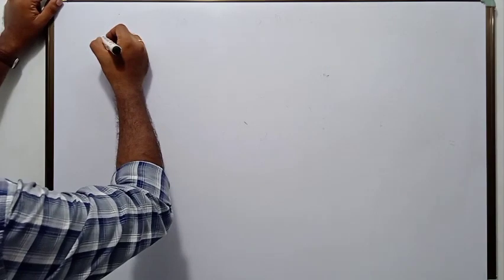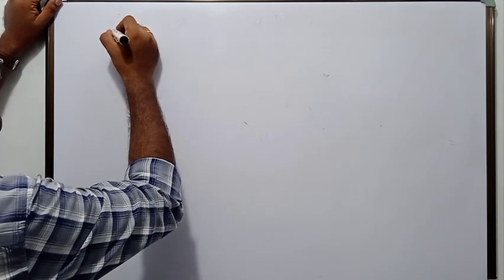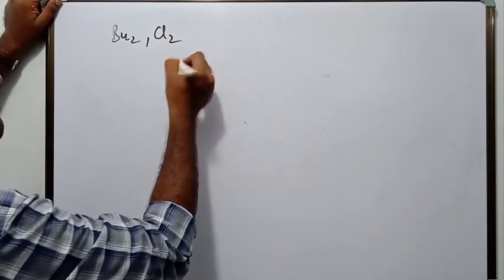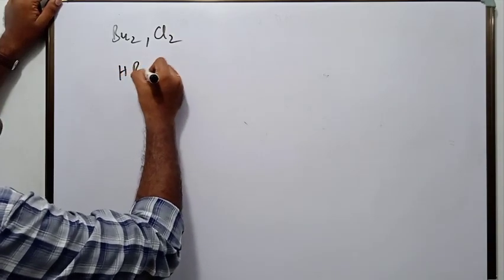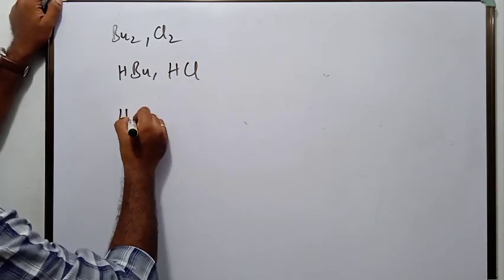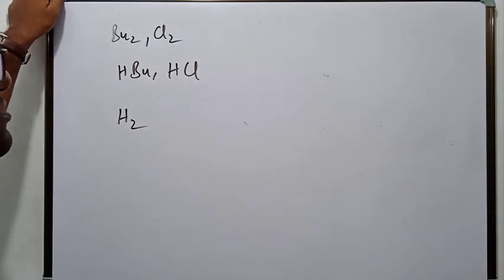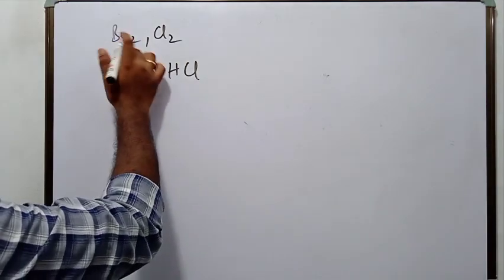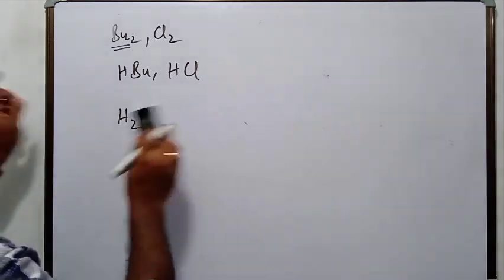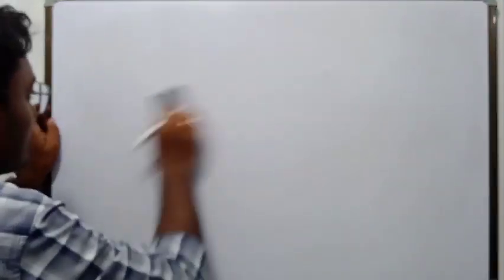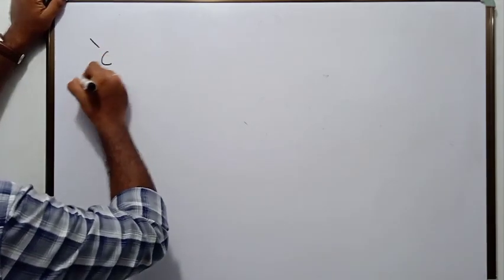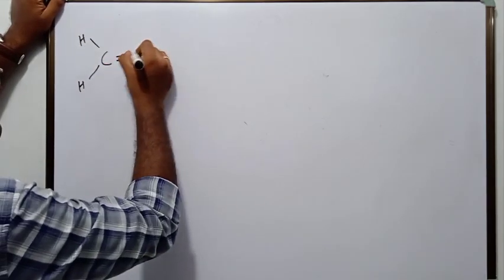So it can undergo addition reaction with halogens. It can undergo addition reaction with HBr, HCl. It can undergo addition reaction with H2 in the presence of a catalyst, of course. So let us see its reaction with Br2, fine, and we will understand the addition. Let me take 1,3-butadiene. This is 1,3-butadiene.